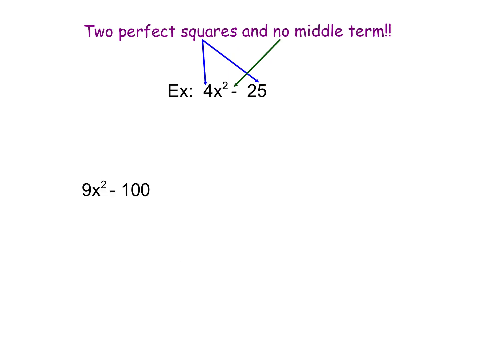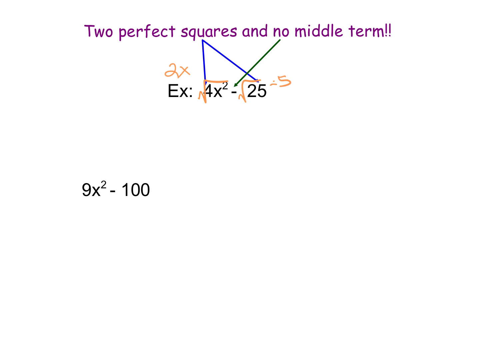So here in this final example, we're going to look at one more scenario. So here I notice if I square root this first term, the square root of 4x squared is still 2x. If I square root the 25, it's still 5. The only difference here is that there's no middle term and that the 25 is really now a negative 25. So let's kind of see what happens.